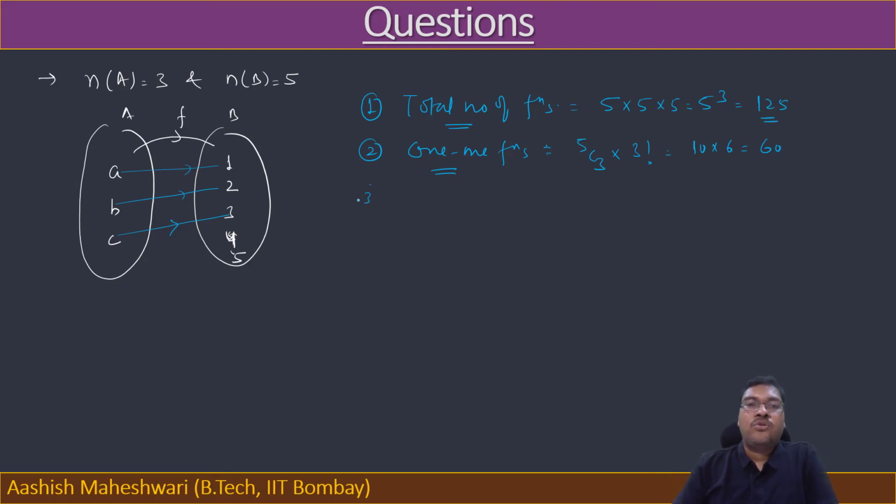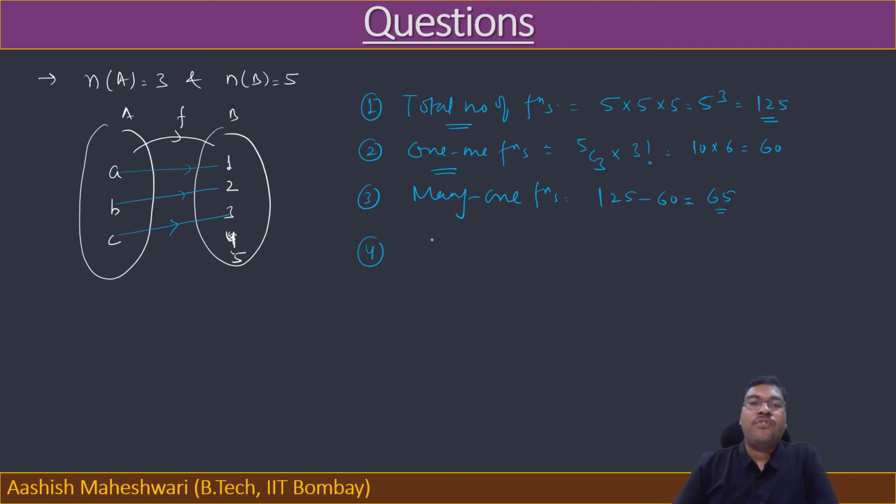Now the total number of many-one functions. The functions which are not one-one will be many-one functions. So the total of 125 functions were there, out of which 60 are one-one. That is why 65 are many-one functions.